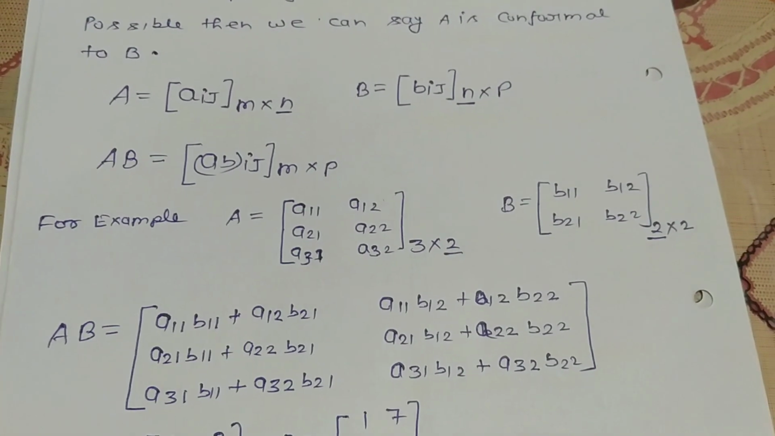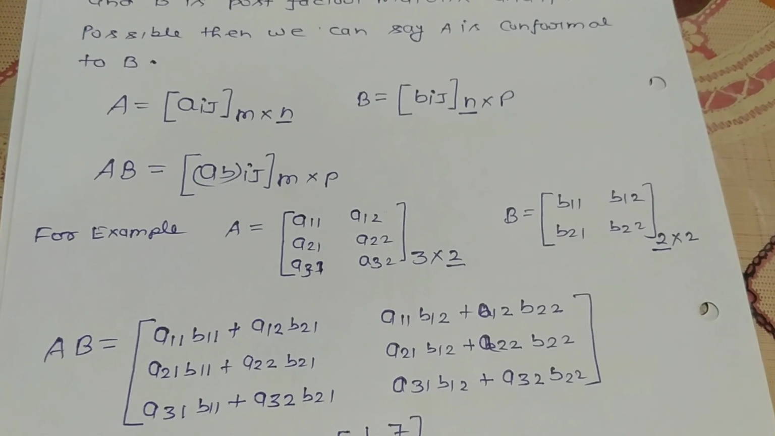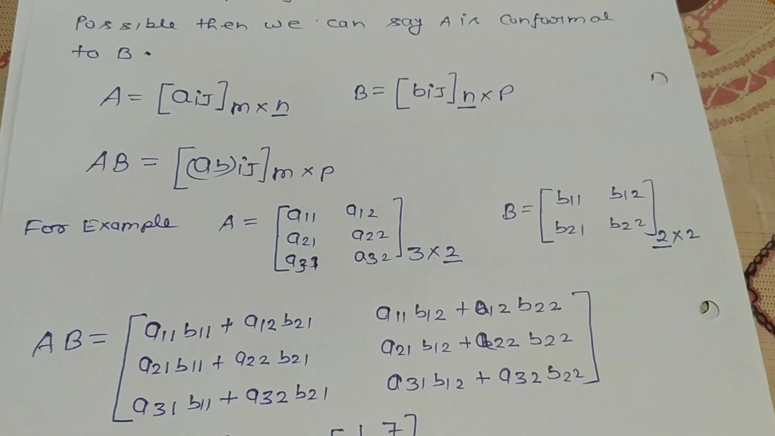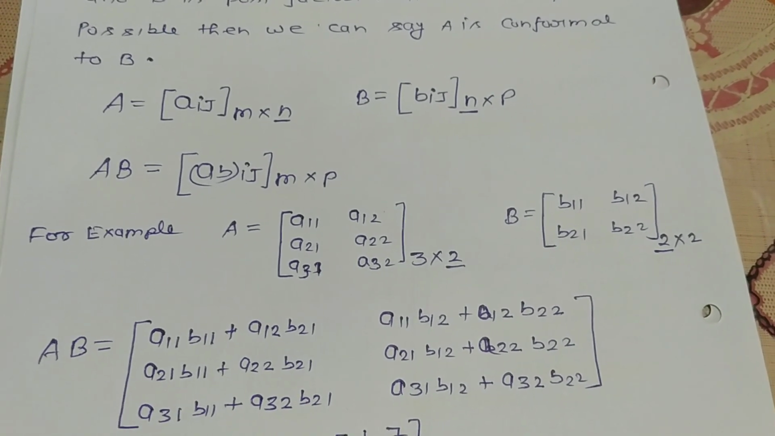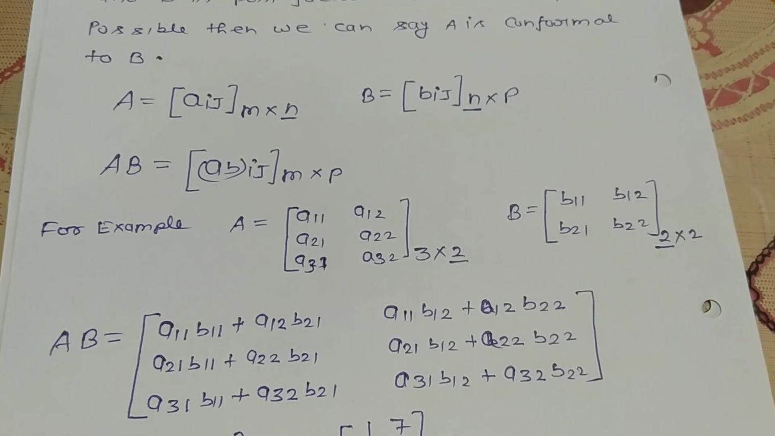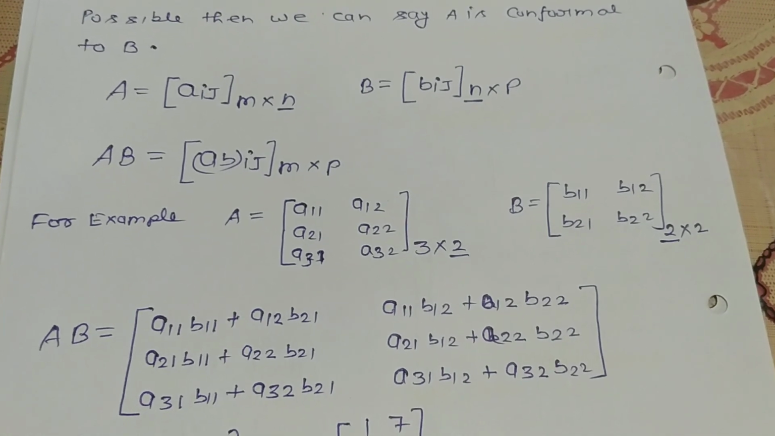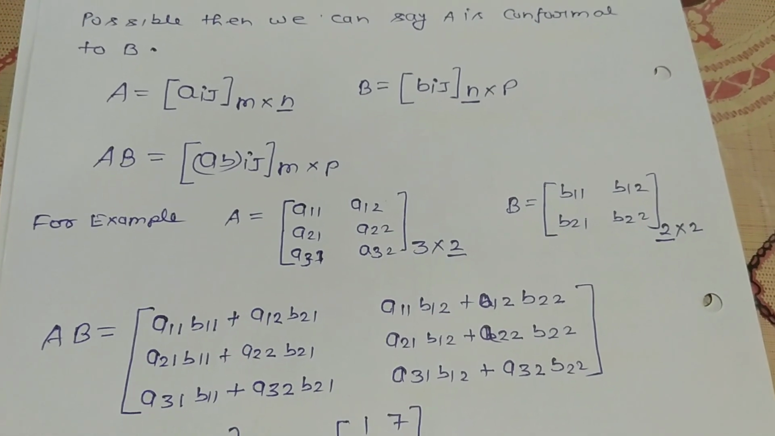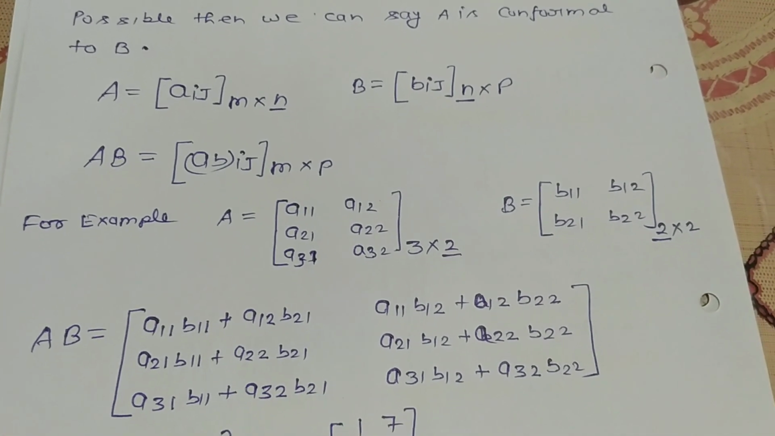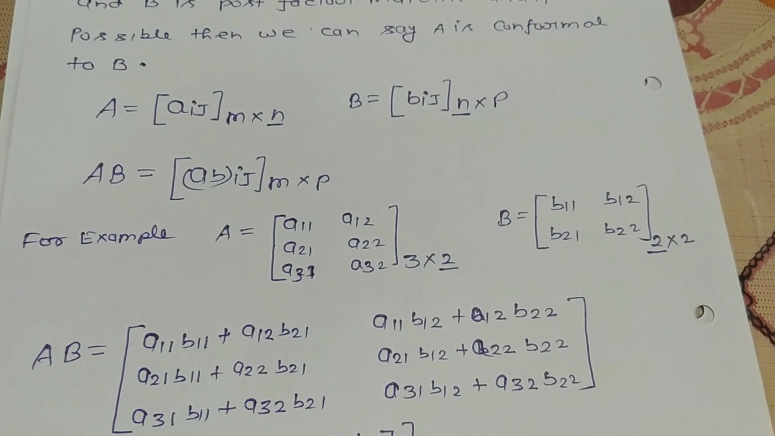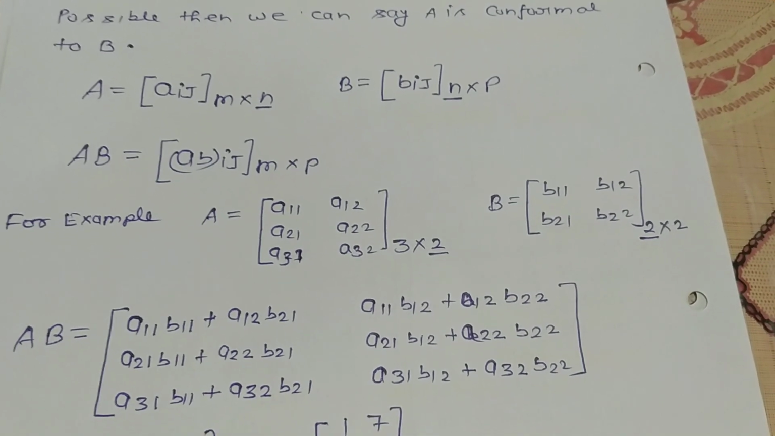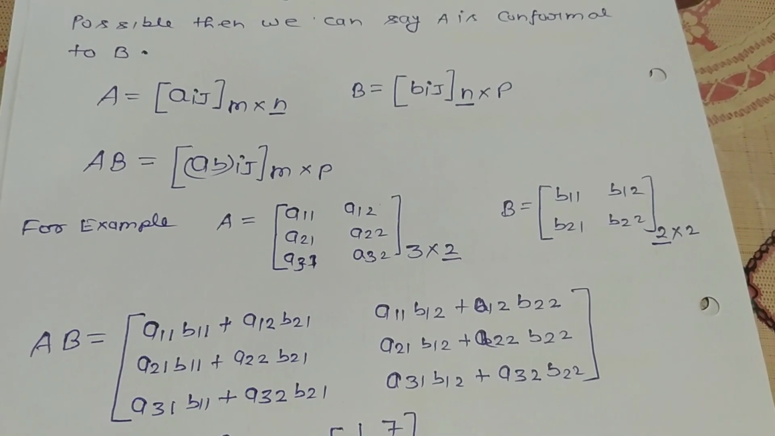For example, I have taken two matrices, matrix A of order 3 by 2 and matrix B of order 2 by 2. The elements of matrix A are A11, A12, A21, A22, A31, A32, and the elements of B are B11, B12, B21 and B22. Now we will check first of all: the number of rows of matrix A is 3, but the number of columns is 2, which is equal to the number of rows of matrix B. I am repeating again, the number of columns of matrix A is 2 and the number of rows of matrix B is also 2. Both are equal, that's why the multiplication is possible.